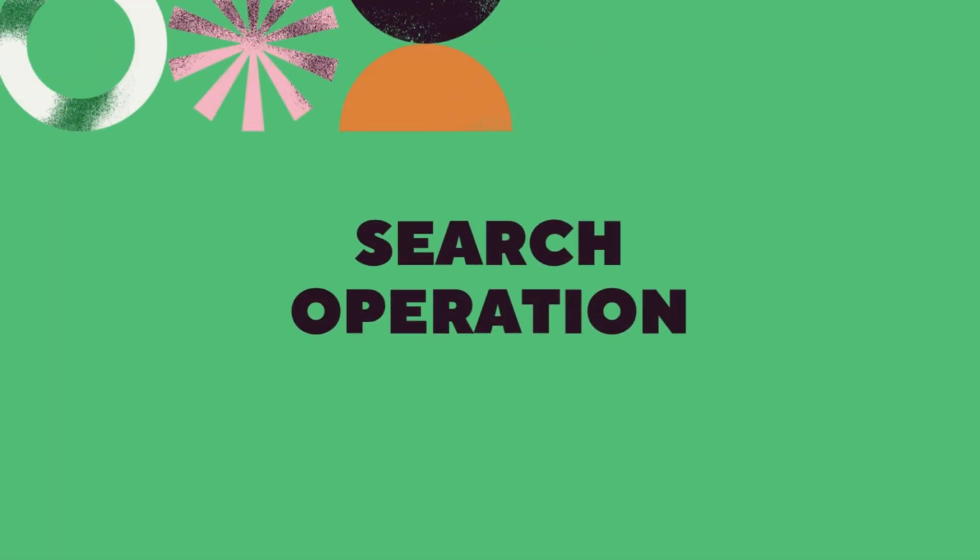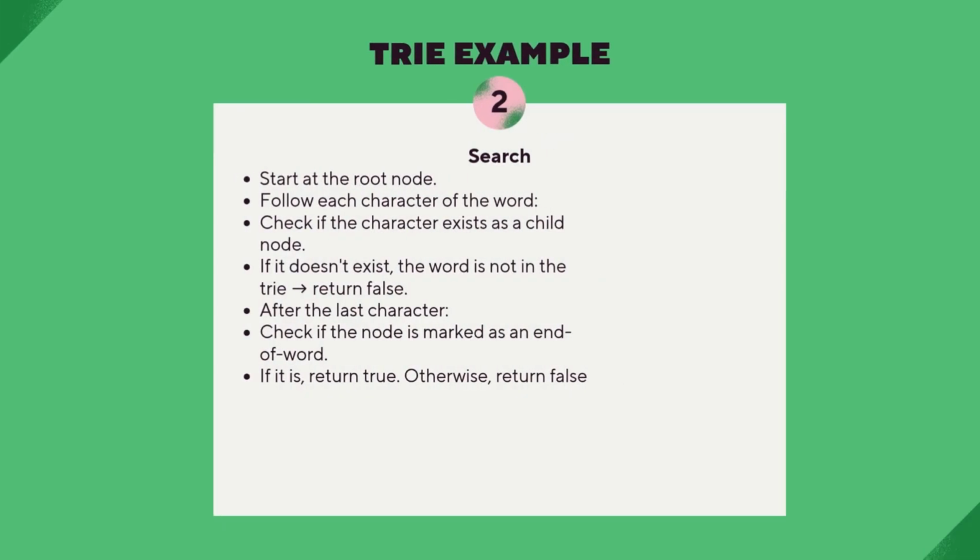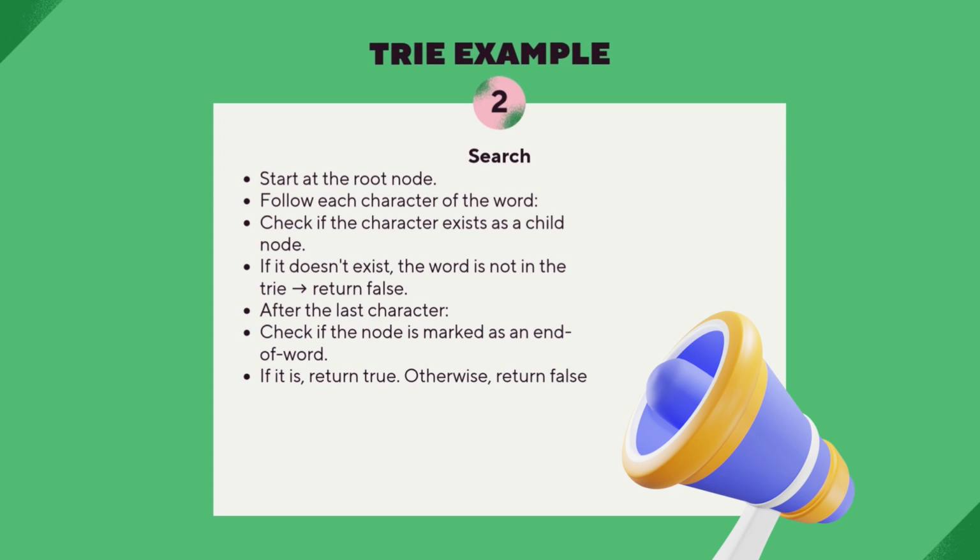Next is the search operation. This is used to check if a given word exists in the trie. Here's how search works. Again, we start from the root. We go through each character in the word and follow the path in the trie. If at any point a character is missing, meaning there's no child node for it, then the word does not exist in the trie, and we return false.